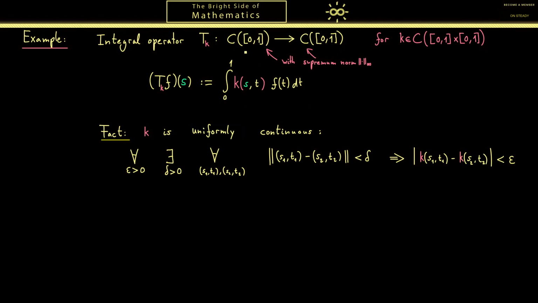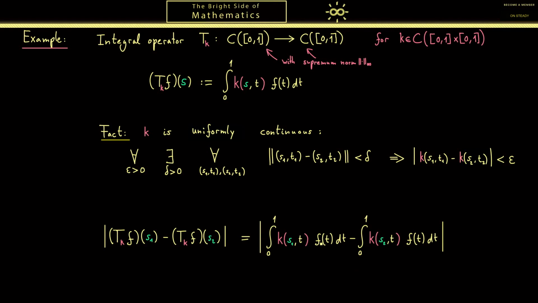It really should map continuous functions to continuous functions. Checking the continuity then means we look at the difference of the images when we put in different points. So this should be small when the points S1 and S2 are close together. Therefore, we first calculate and then we can look what happens. Now the first thing you should see here is that we can put that into one integral. So use some parentheses here and delete this integral here. Then of course we pull in the absolute value, then we get an inequality.